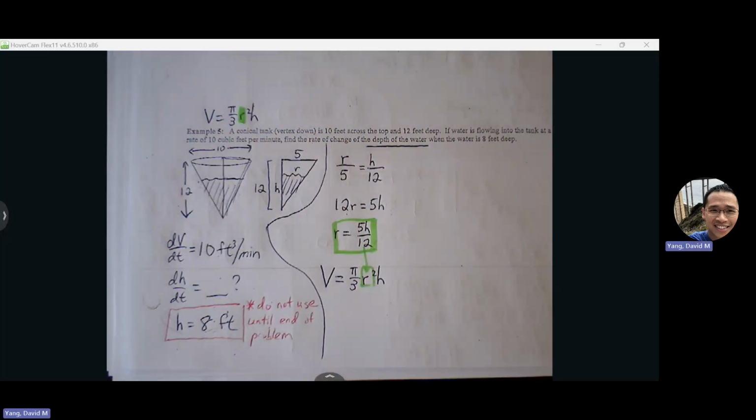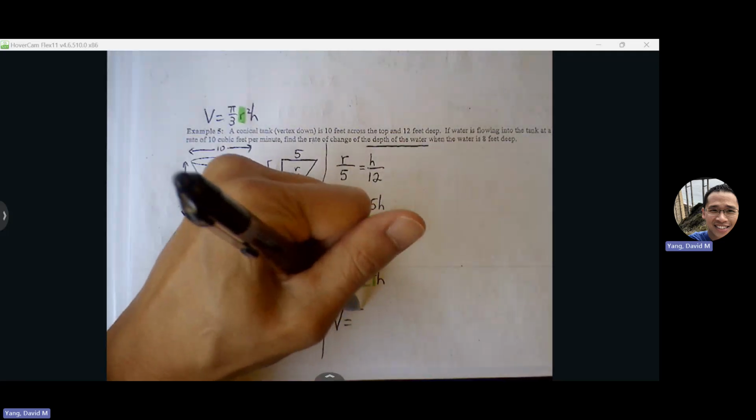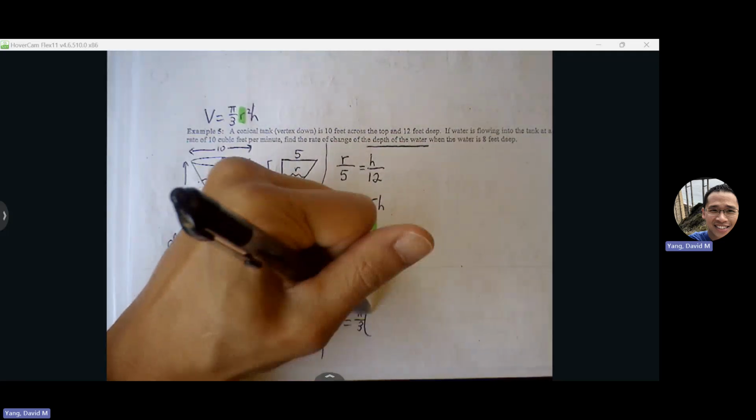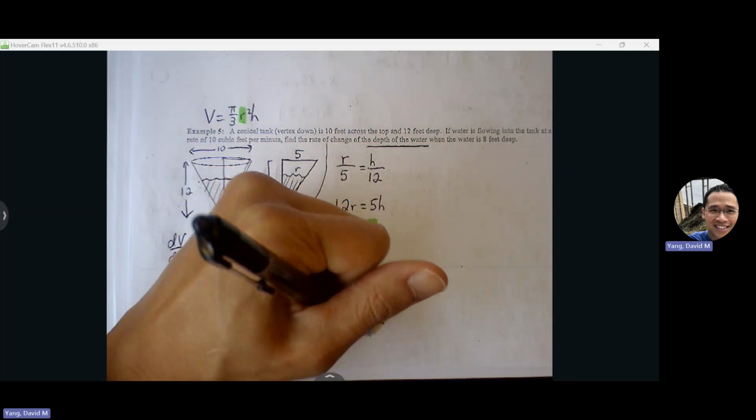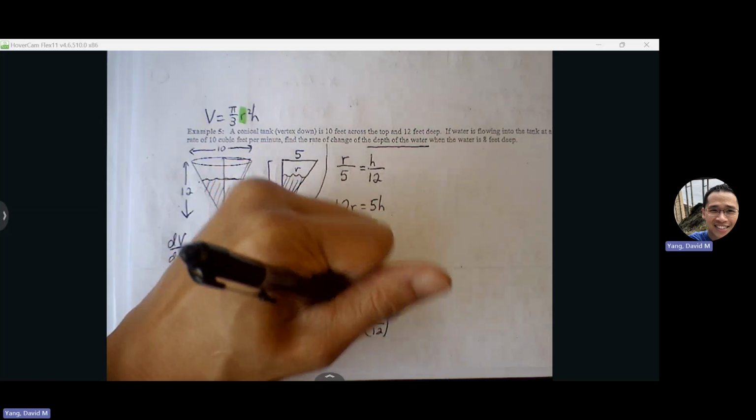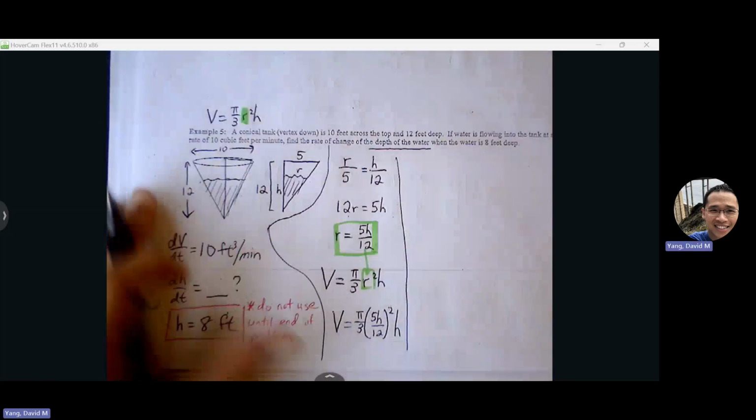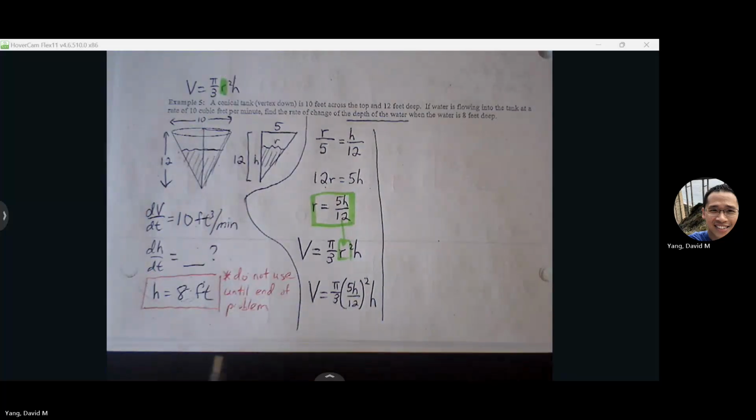And put the 5h over 12 in for the r. So V is equal to pi over 3, 5h over 12 squared times h. Okay, questions so far?